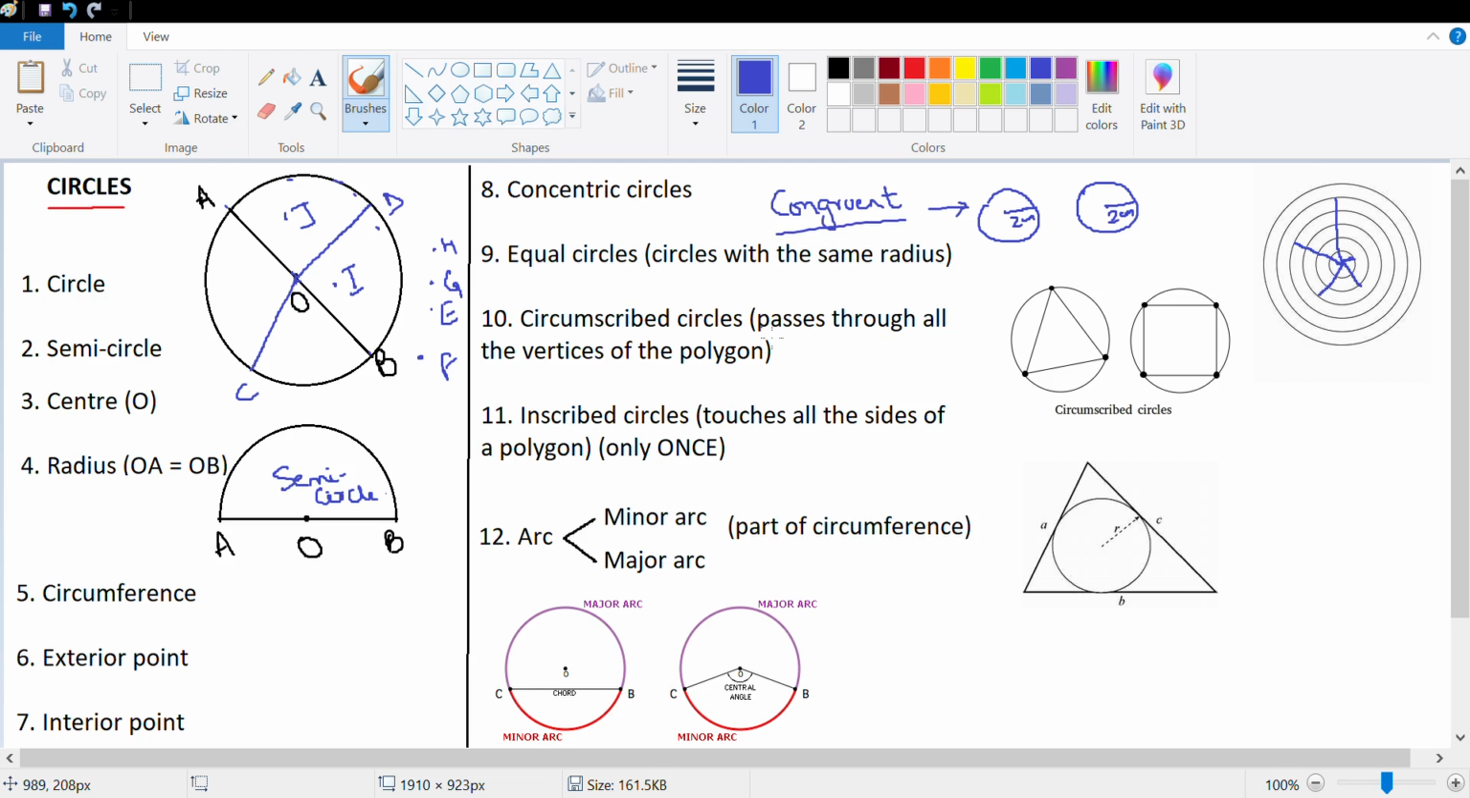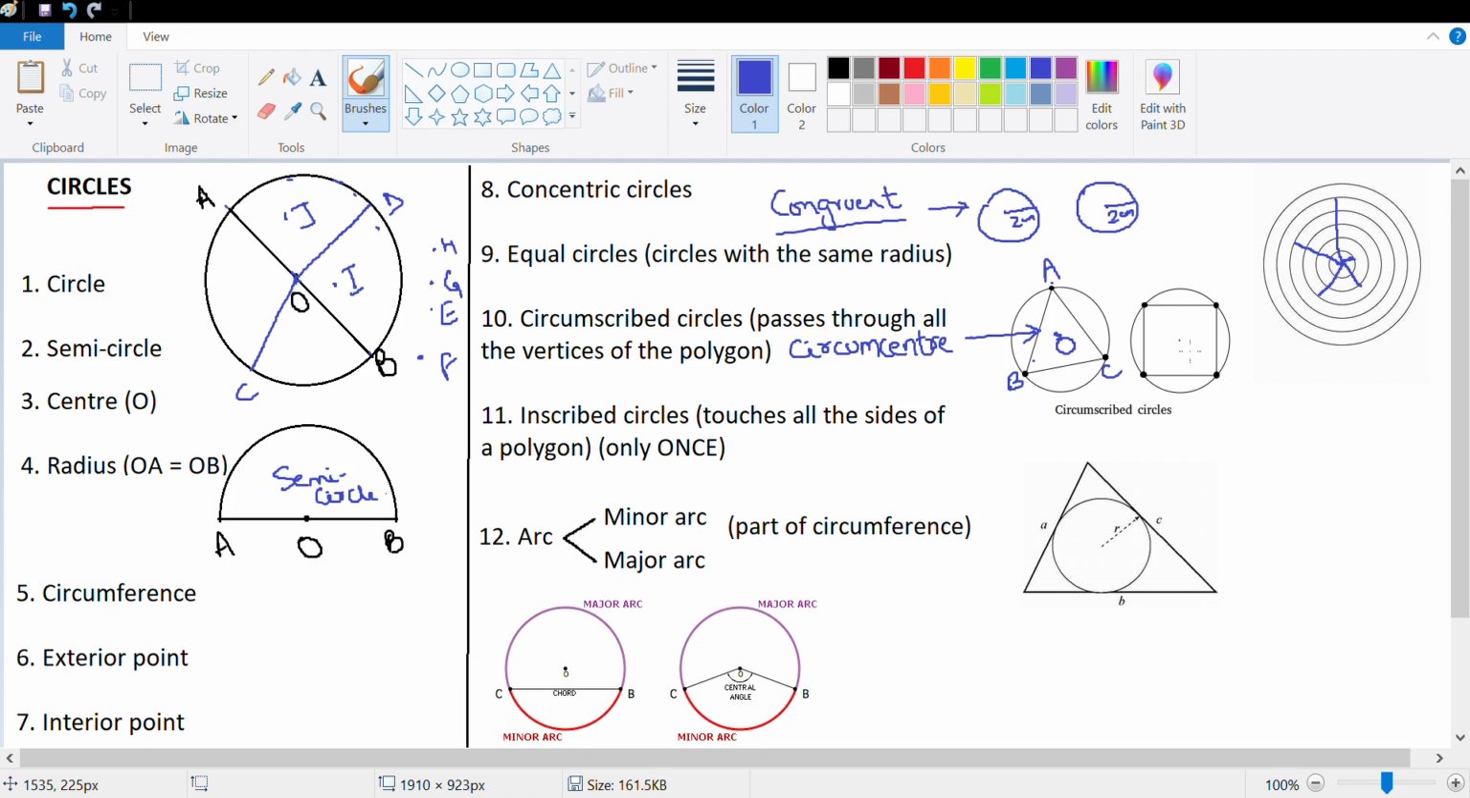Now what are circumscribed circles? Circumscribed circles are circles which pass through all the vertices of a polygon. In this case, if ABC is a triangle, then this circle which passes through all the three vertices of a given polygon is known as a circumscribed circle, and the center of that circle is called a circumcenter. So O in this case is a circumcenter, and this circle is a circumscribed circle. It touches all the vertices of a polygon.